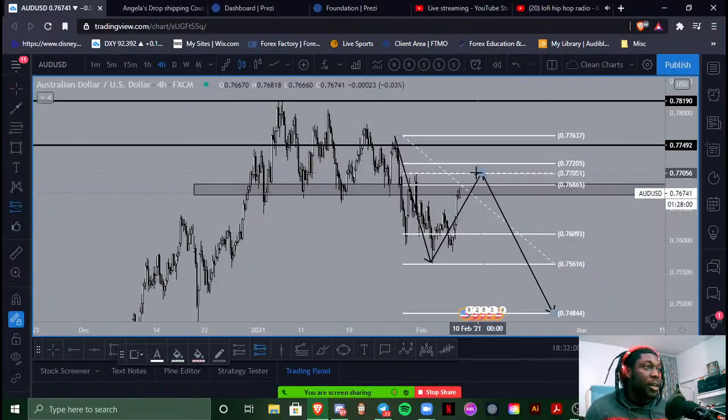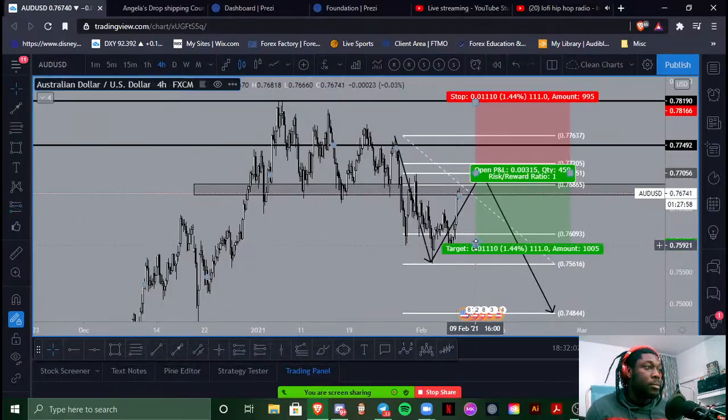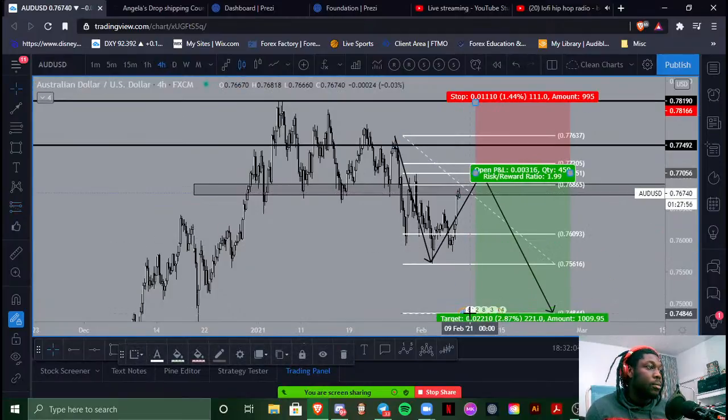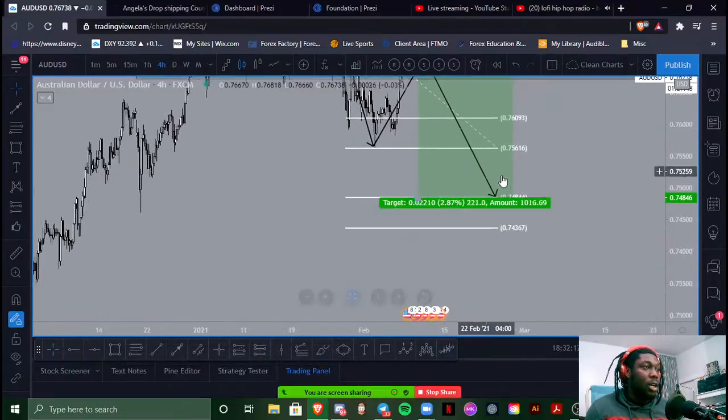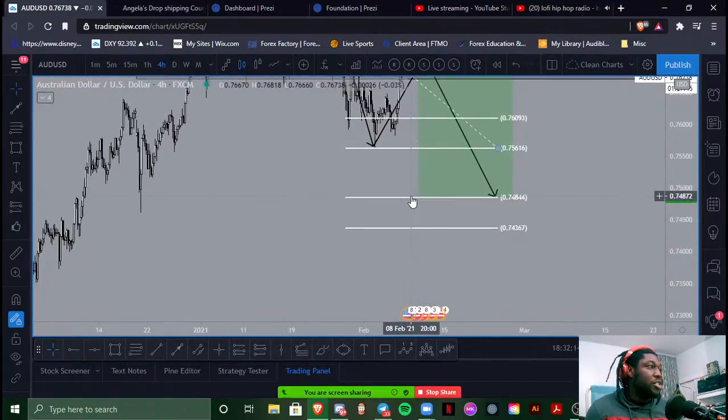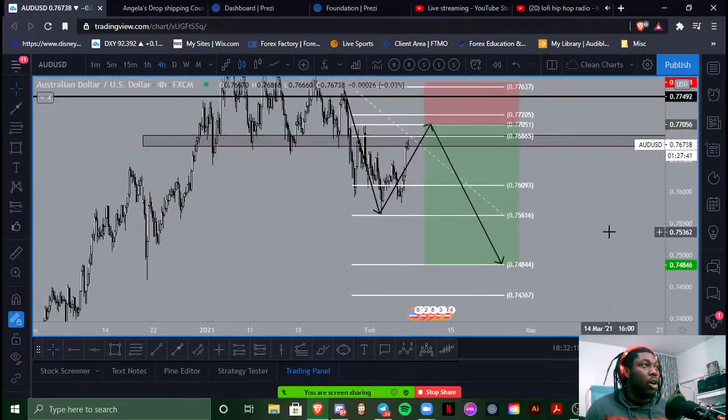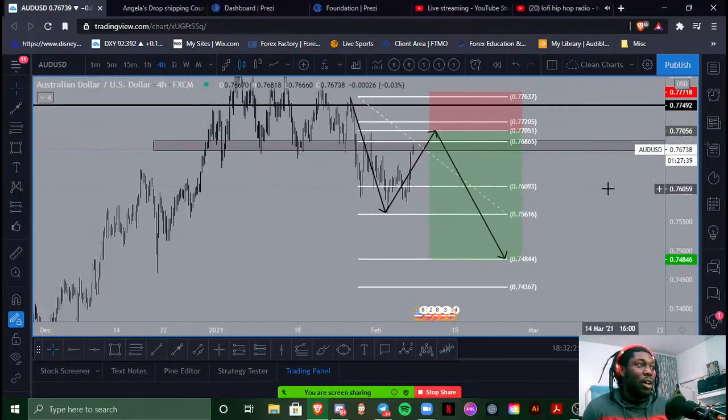So if I can get price to come up to like right here, take it to the downside, stop loss slightly above where the drop started, 66 pips. And right here is a good TP. I like this TP right here because that's where this started to take off. So let's see how this plays out.